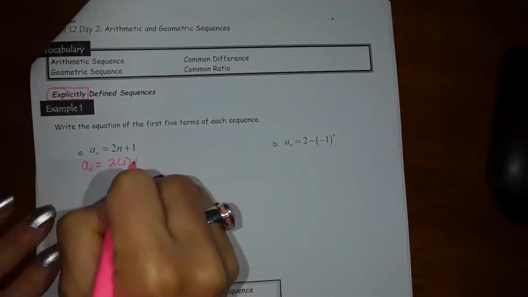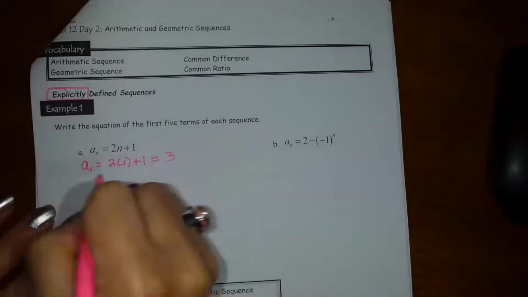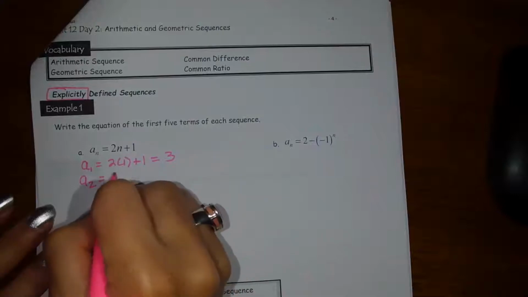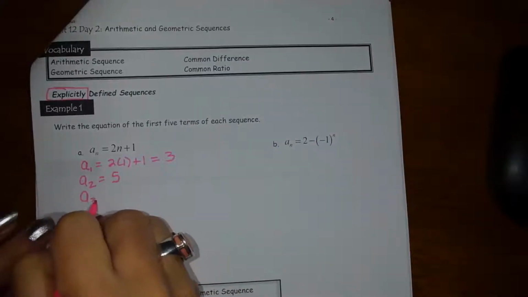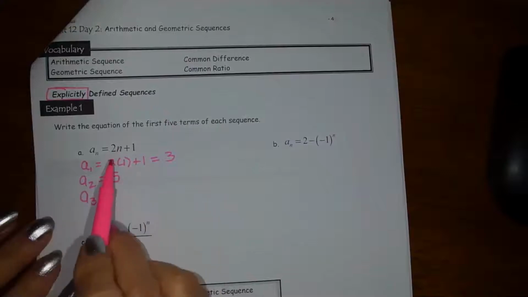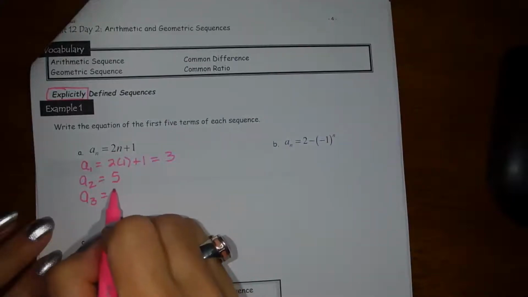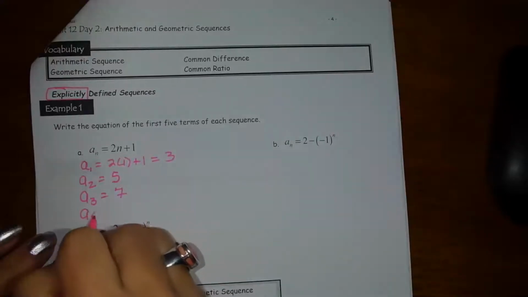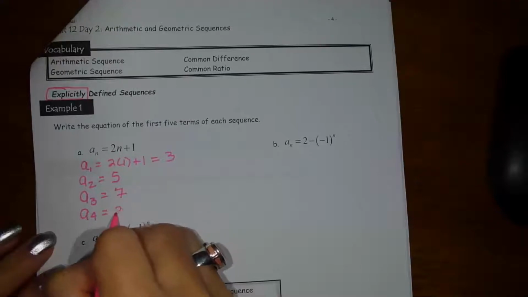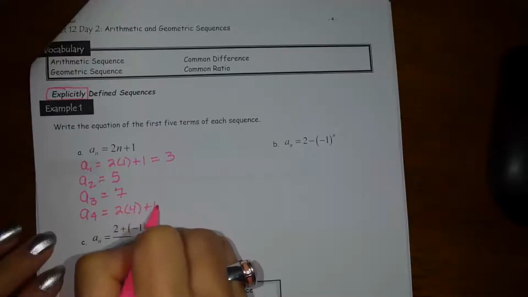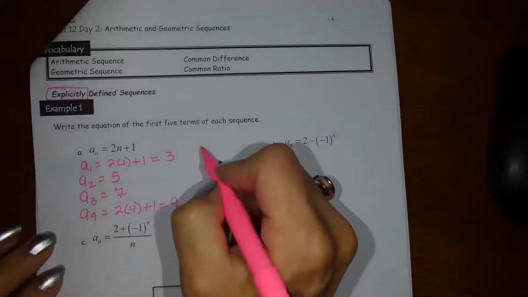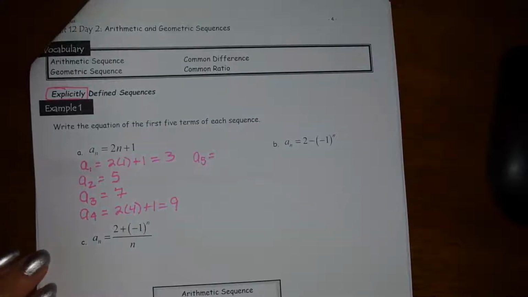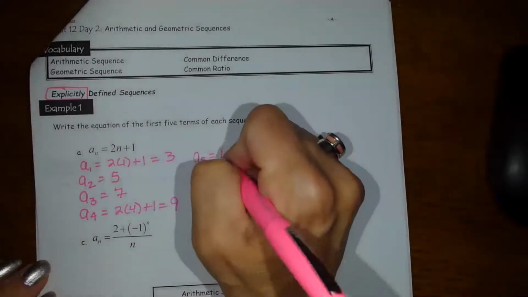2 times 1 plus 1 equals 3. And then A2, we're plugging 2 in. So 2 times 2 is 4 plus 1 is 5. A3, we plug 3 in for n. 2 times 3 is 6 plus 1 is 7. Of course, I run out of room. A4, we're plugging 4, right? 2 times 4 plus 1 equals 9. And A5, we plug 5 in. 5 times 2 is 10. 10 plus 1 is 11.